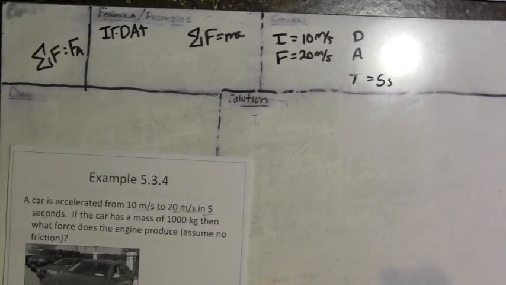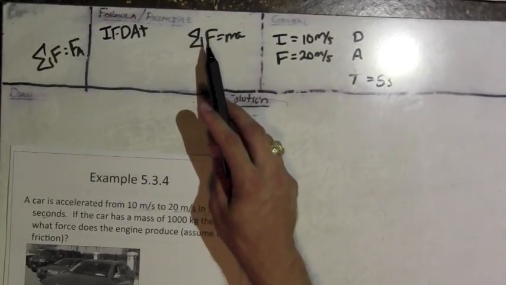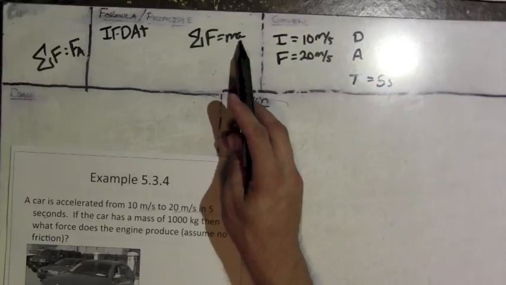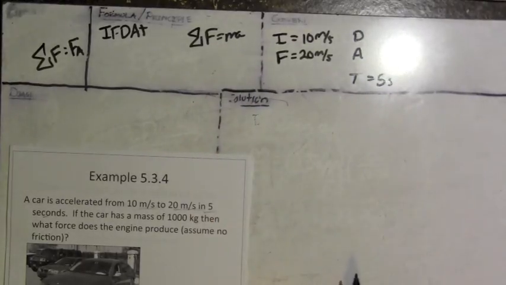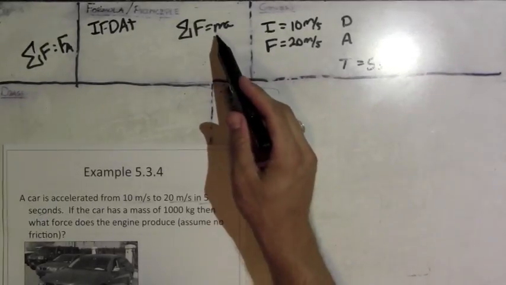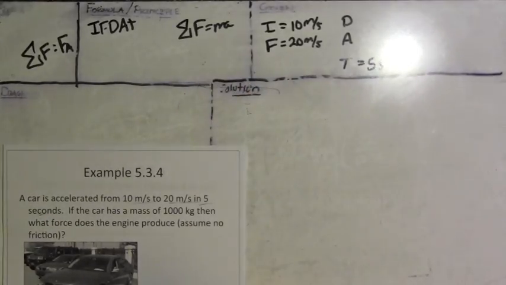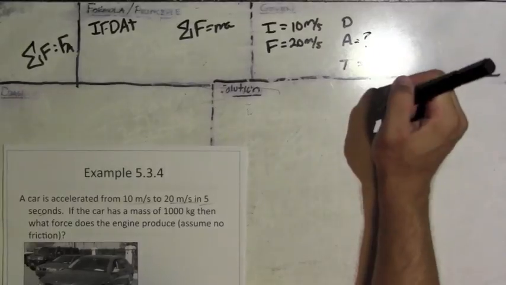So the key to this particular question: you look at it and say, well, why would I want to do this? I'm trying to solve for force. Well, the key is that we're actually missing the acceleration term. I know the mass, but I need the acceleration to solve for force. I can do that with the IF-DAT equations. If you look, I can solve for acceleration.